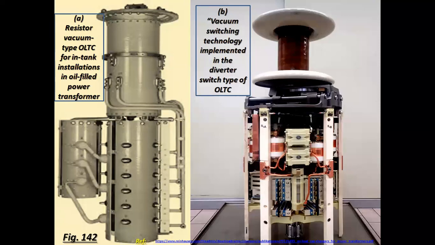See the diagram. Resistor vacuum type OLTC for in-tank installations and in oil-filled power transformers. Number B is the vacuum switching technology implemented in the diverter switch type of OLTC.